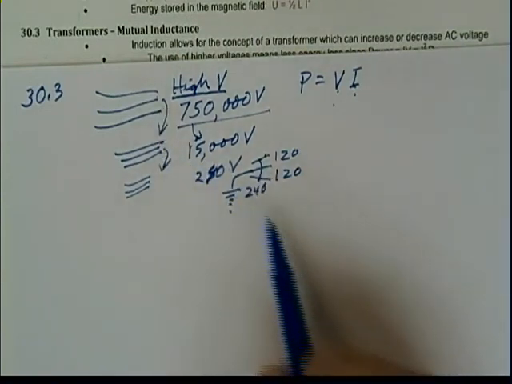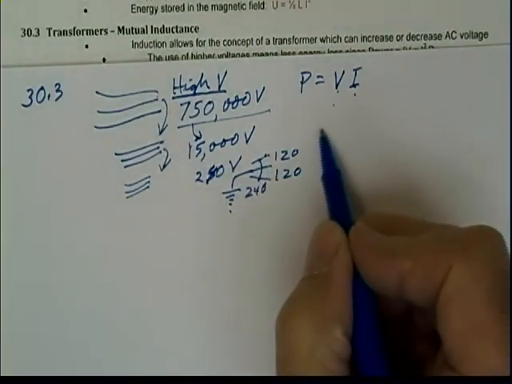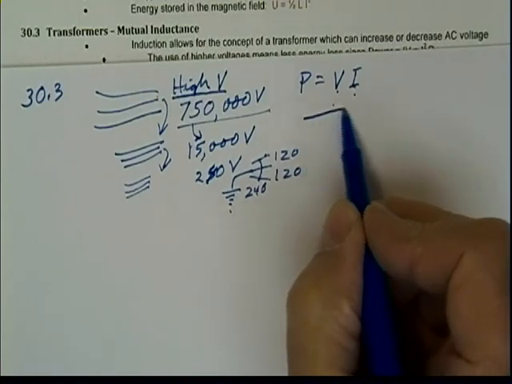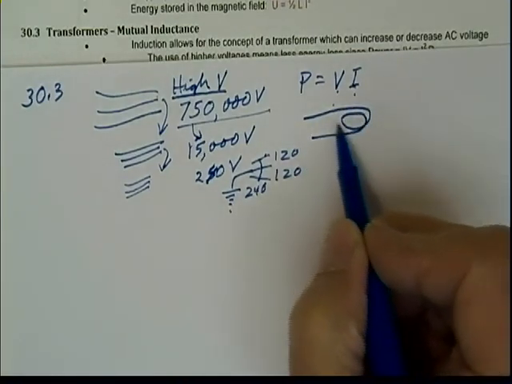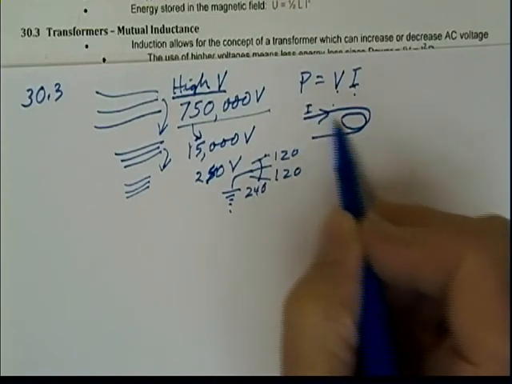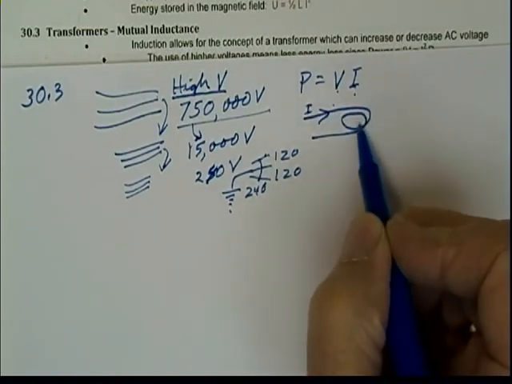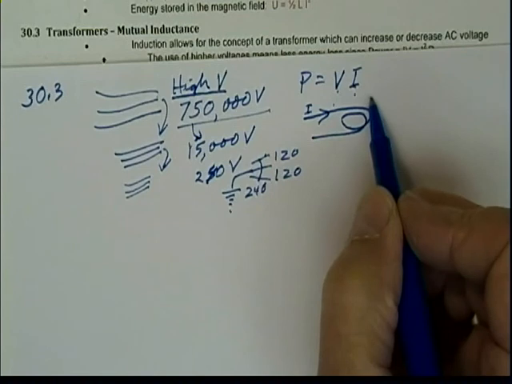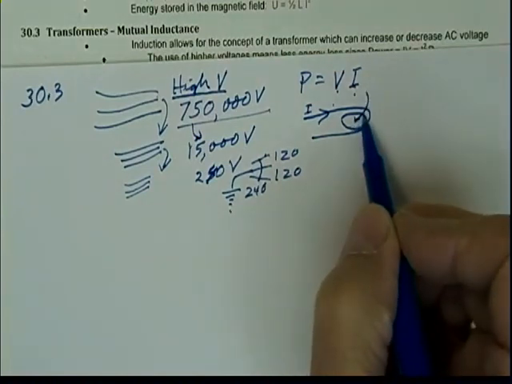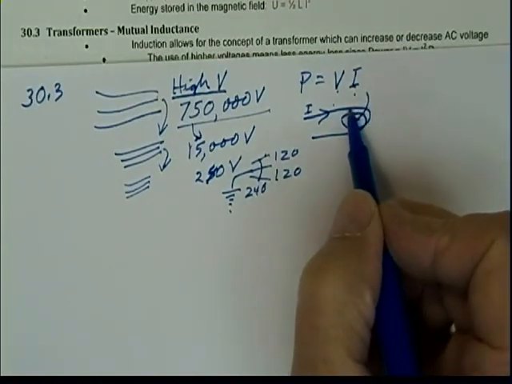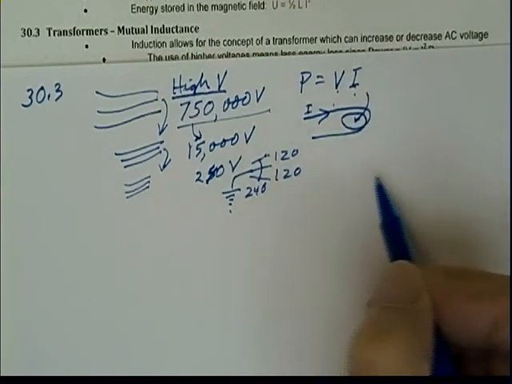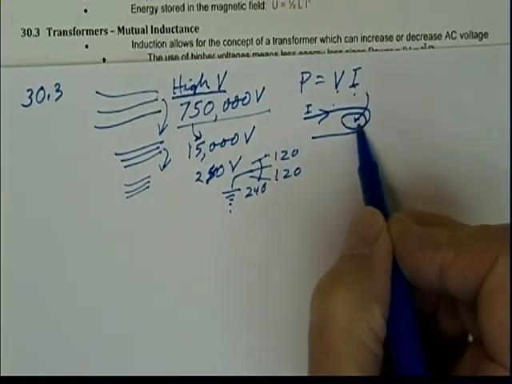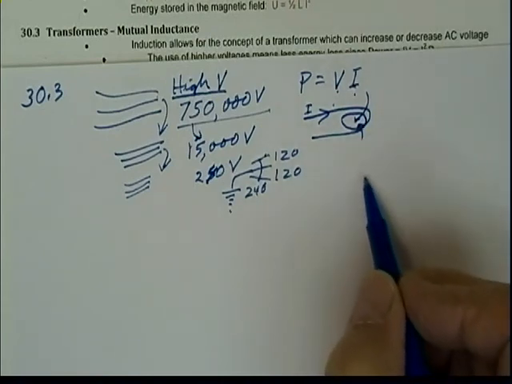Well, how do we achieve this? We can achieve that by having a transformer, and a transformer basically will say, let's take a loop of current and let's pass a current through it, and as we pass the current through it, that will create a magnetic field. Magnetic field goes through here.